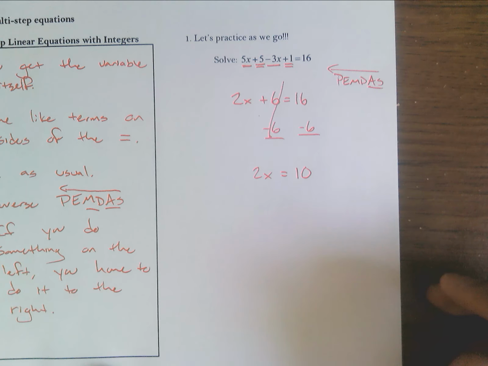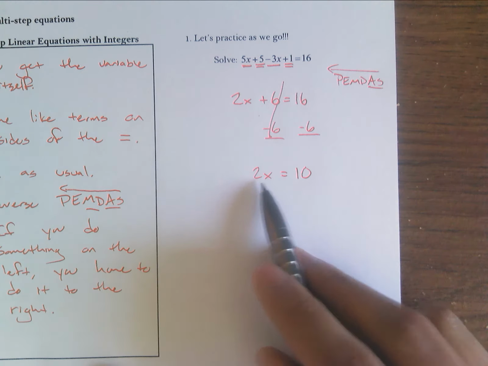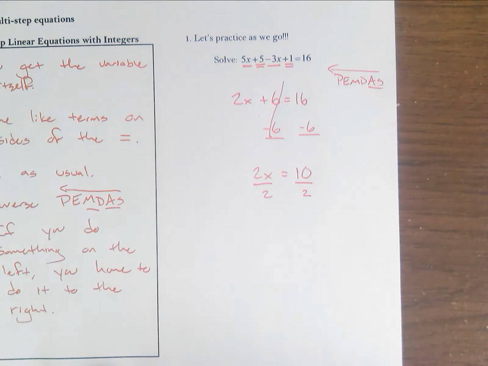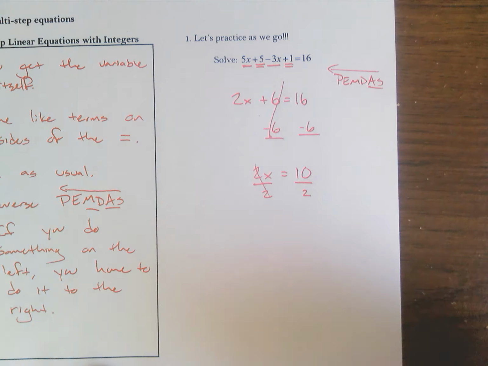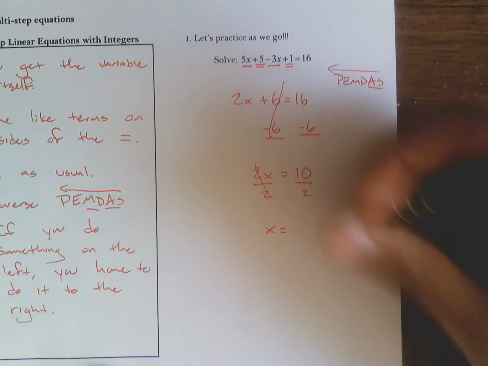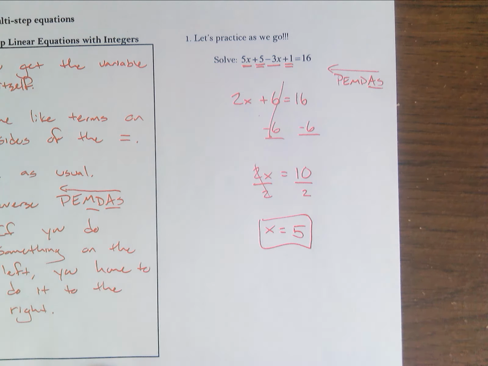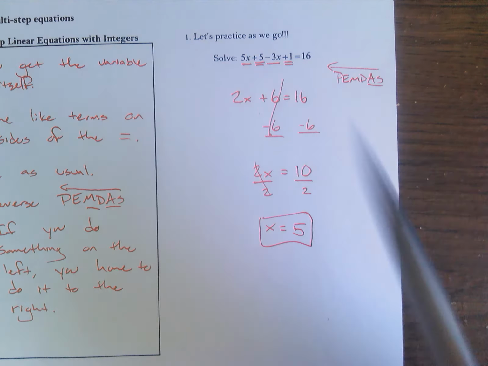There's no more addition or subtraction, but now we have 2 times x. So to get rid of the multiplication there, we divide by 2. Then this 2 divided by 2 cancels. So all that's left is x equals 10 divided by 2. Well, what's 10 divided by 2? 5. And we have our variable by itself, so that's our answer. x equals 5. You can pause the video and check your work by plugging your solution 5 into the original equation. Go ahead and pause and do that now.